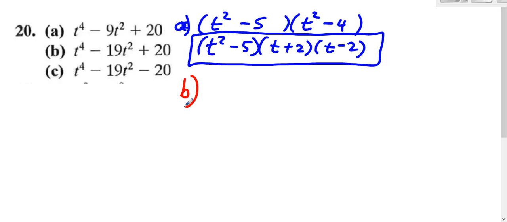For B, we're looking for numbers that multiply to 20 and add to 19, so that's going to be 20 and 1. It's going to be a negative 19, so the 20 is, oh, that's not going to work, because that would multiply to negative 20. There's no other way to do it, so it's prime. Which means C is what I started to write down there, because that multiplies to be a negative 20.